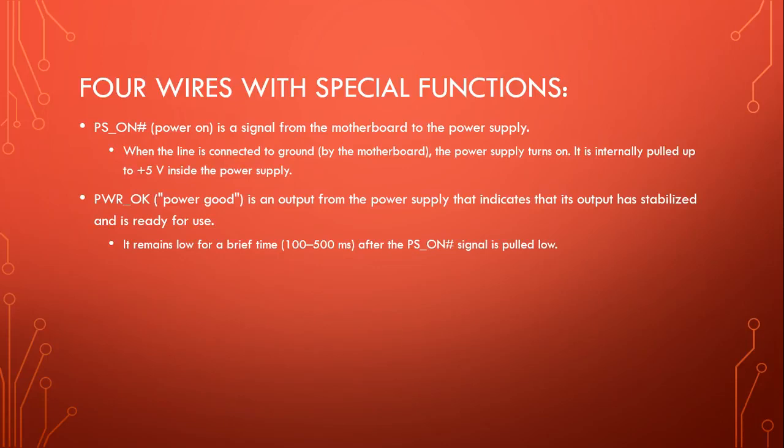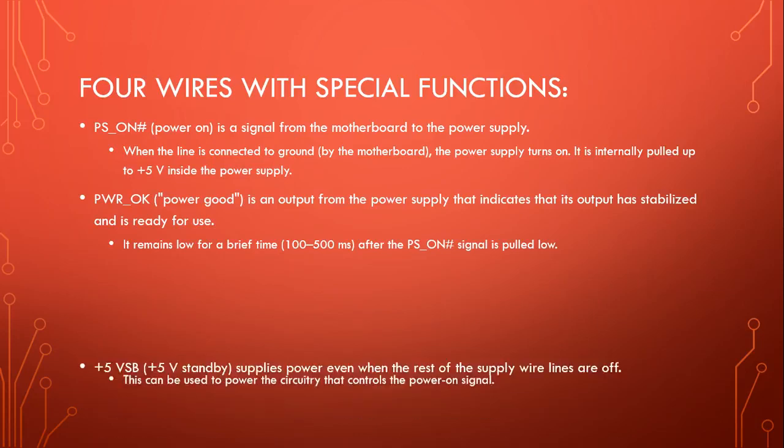Power OK, or power good, is an output from the power supply that indicates that the output has stabilized and is ready for use. So this is kind of like a state test wire here. And what it does is it remains low for a brief period of time, which is 100 to 500 milliseconds, after the PS on signal is pulled low. So first goes PS on, then it checks power OK.